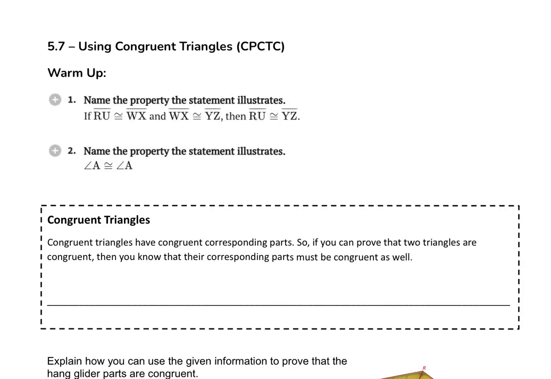Okay, these two properties here, it's been a while since we've seen these, but we've seen these over and over again. Number 2 probably should be a little bit more familiar to us than number 1. But on number 1, if I tell you that RU is congruent to WX, WX is congruent to YZ, then RU is congruent to YZ. What property are we using there?